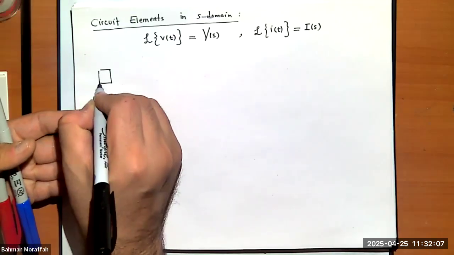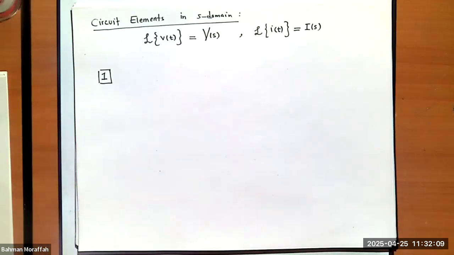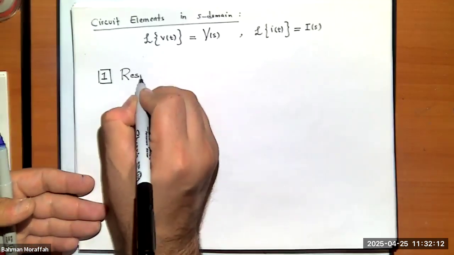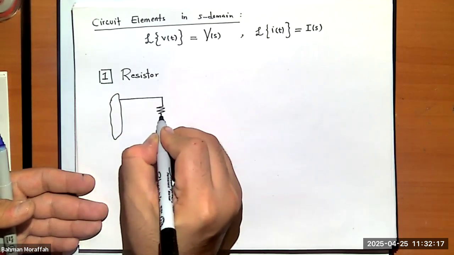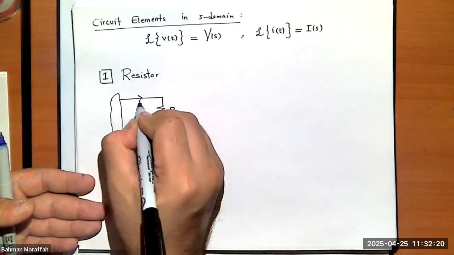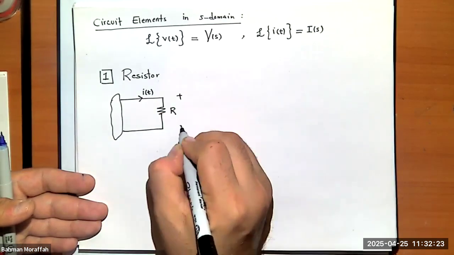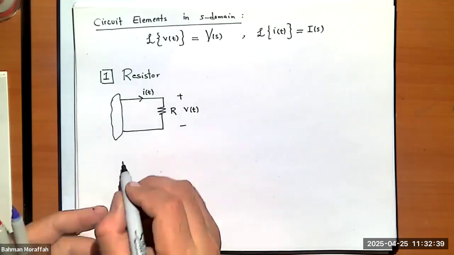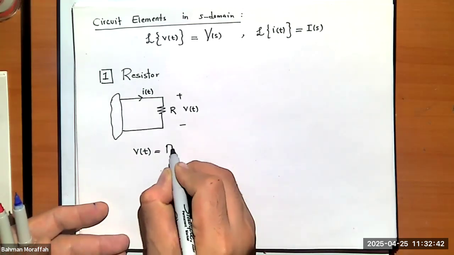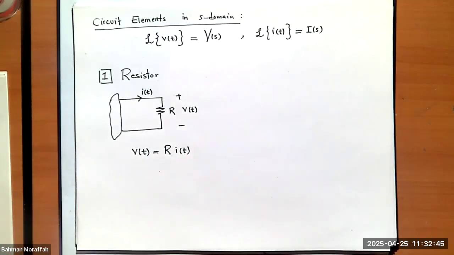Let's start with the very first element, a resistor. So let's just say I have the circuit, I have this resistor, the current coming through it is I of t, and the voltage across it is V of t. The hope is to have something similar in the S domain. What is the VI relationship for a resistor in the time domain? It's Ohm's law, so I have V of t equals R times I of t.